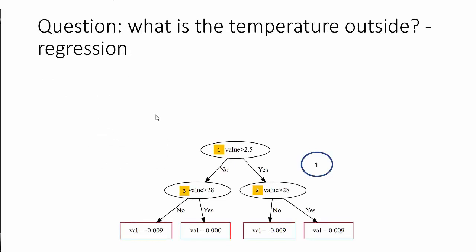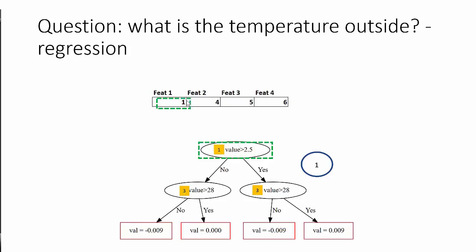In order to put everyone on the same page, let's see what regression and classification tasks are like, and then proceed to a specific example. For regression, we could ask, what is the temperature outside of my apartment? If we use a decision tree here to analyze this problem, our four features in question are valued at 1, 4, 5, and 6. Then this decision tree at first looks at the first feature and checks whether its value is above 2.5. It's not, so the decision tree branches to the left. Then it looks at the third feature and checks whether its value is above 28. Again it isn't, so it branches to the left.